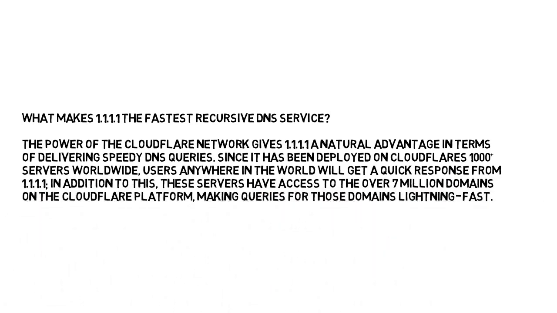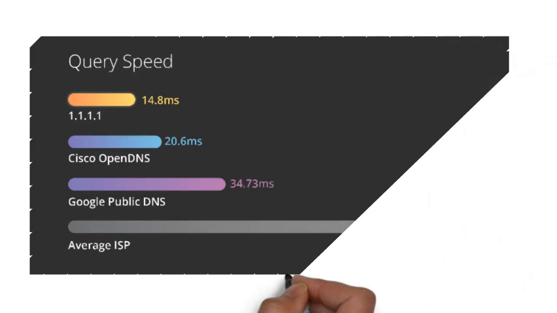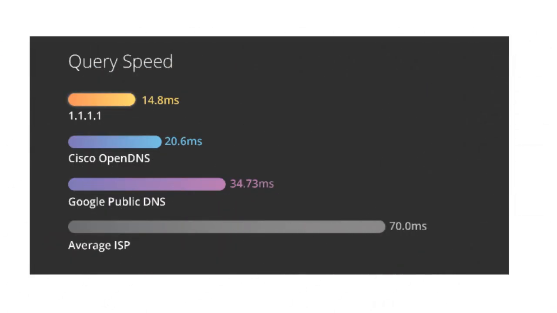As you can see, the query speed for 1.1.1.1 is 14.8 milliseconds, while Cisco OpenDNS is 20.6, Google Public DNS is 34.73 milliseconds, and an average ISP is 70. And the best part is that it is free.